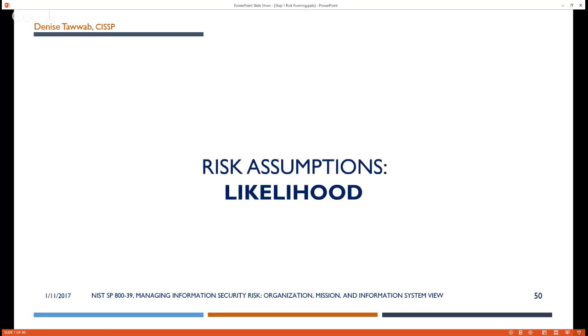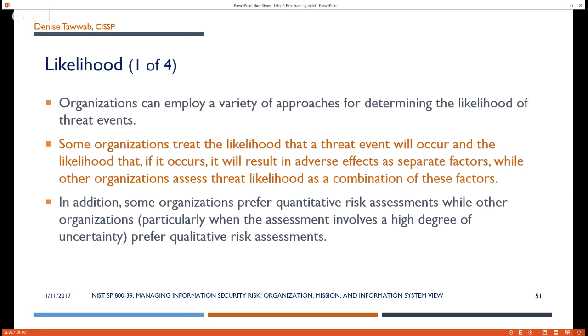Let's keep moving. Next up, I'm going to talk about risk assumptions and the likelihood of a threat event happening. All right. You can employ a number of approaches for determining the likelihood of threat events. Some organizations treat the likelihood that a threat event will occur and the likelihood that if it occurs, it will result in adverse effects as separate factors, while other organizations assess threat likelihood as a combination of these factors.